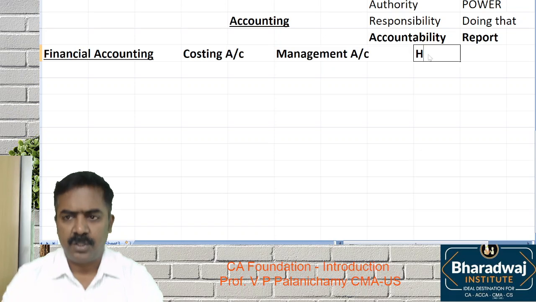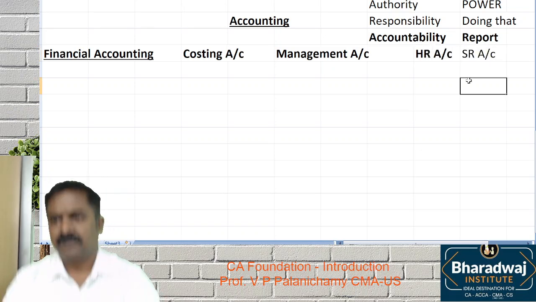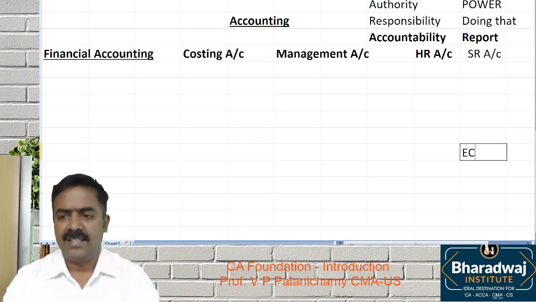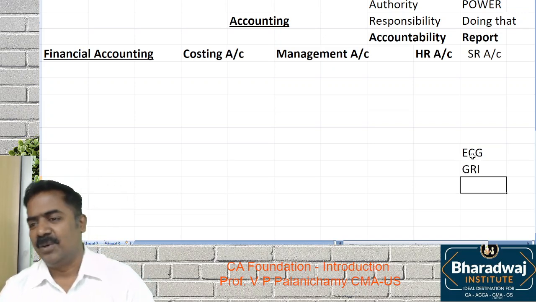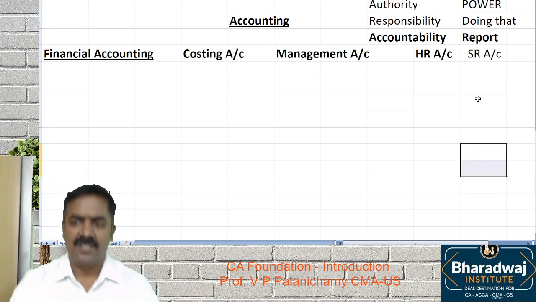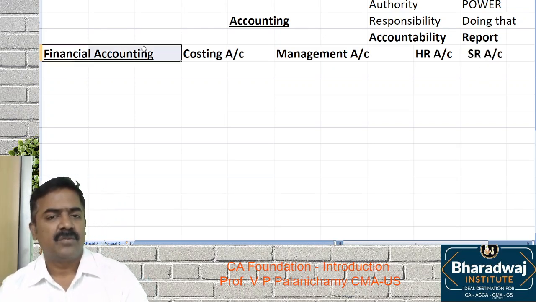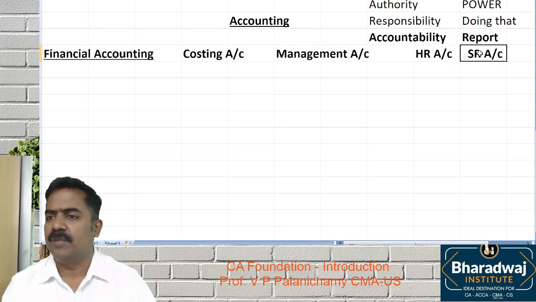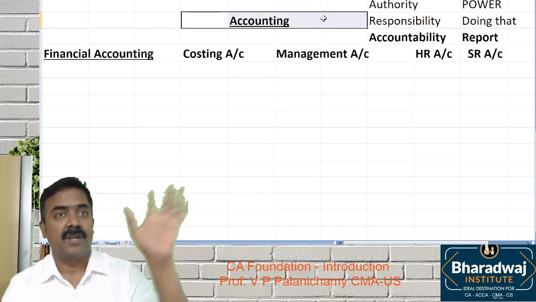There is something called human resource accounting, and social responsibility accounting will come. Like that, we now have ESG, GRI, and all these new concepts coming. So leave that out, but these are the main branches of accounting. What are the main branches of accounting? Financial accounting, cost accounting, management accounting, human resource accounting, and which one? Social responsibility accounting. All come under the broad term called which one?